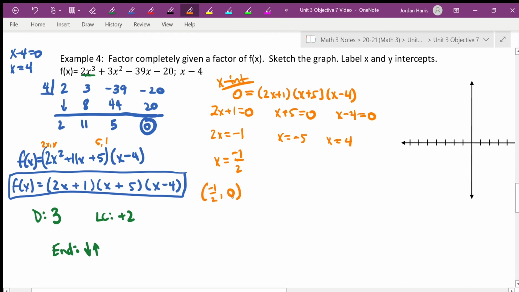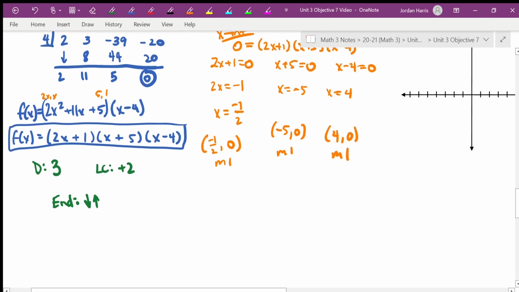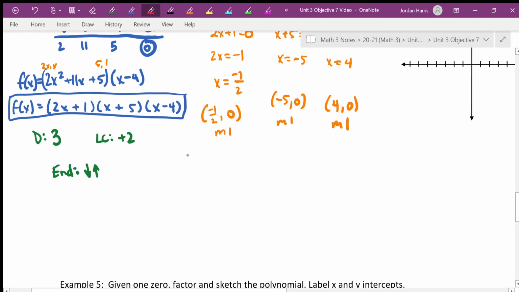So negative 1/2 with a multiplicity of 1, right? The multiplicities are the exponents. Negative 5, 0 with a multiplicity of 1, and positive 4, 0 with a multiplicity of 1. And finally, y-intercept, set x equal to 0.